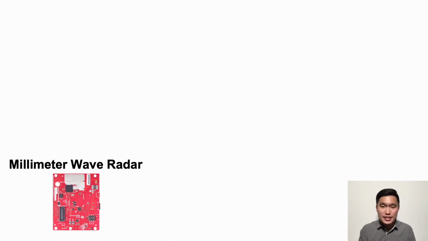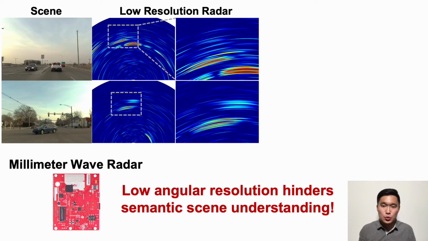However, obtaining semantic scene understanding from radar images is challenging because the angular resolution of radar is extremely low. As one can see from these examples, low-resolution radar heat maps appear as blobs of radar reflections with no sharp boundaries or shapes of the objects.